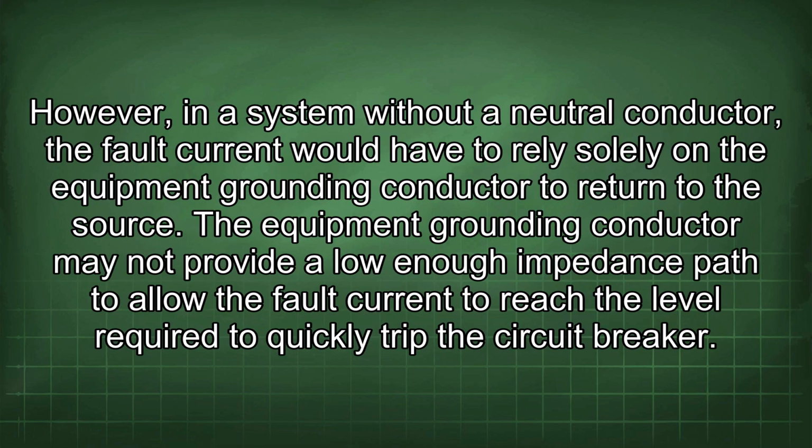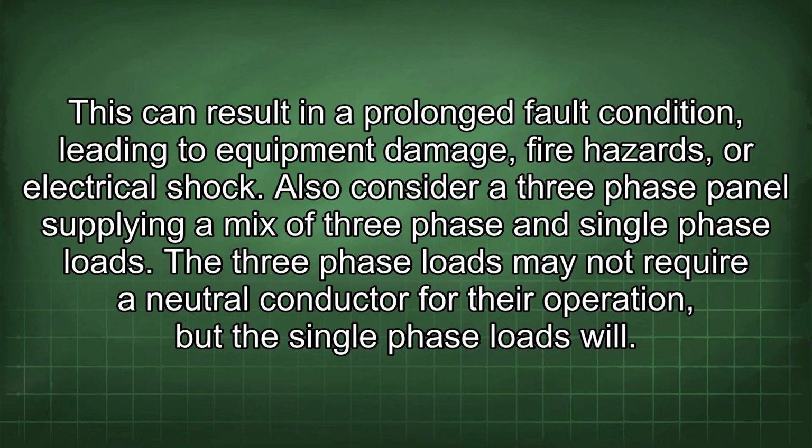However, in a system without a neutral conductor, the fault current would have to rely solely on the equipment grounding conductor to return to the source. The equipment grounding conductor may not provide a low enough impedance path to allow the fault current to reach the level required to quickly trip the circuit breaker. This can result in a prolonged fault condition, leading to equipment damage, fire hazards, or electrical shock.